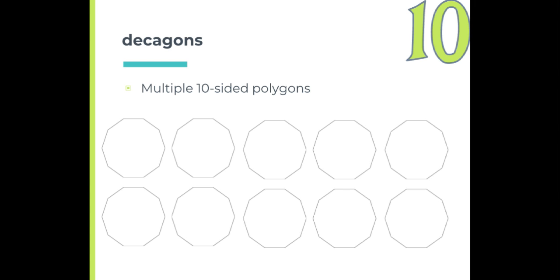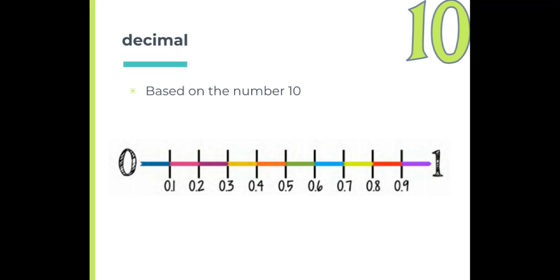Decagons means multiple 10-sided polygons, and is the plural form of decagon. So in the picture, there are 10 decagons. Decimal means to be based on the number 10. So you can think of a decimal system. In the picture is a number line from 0 to 1, and the decimals are listed there. So 1/10, 2/10, 3/10, etc.